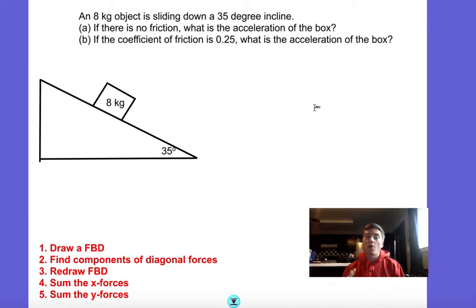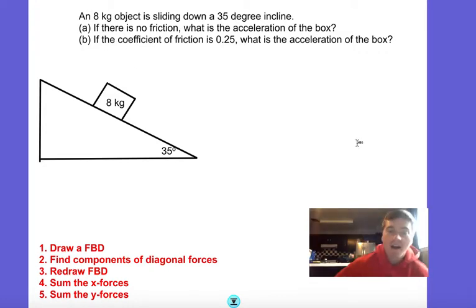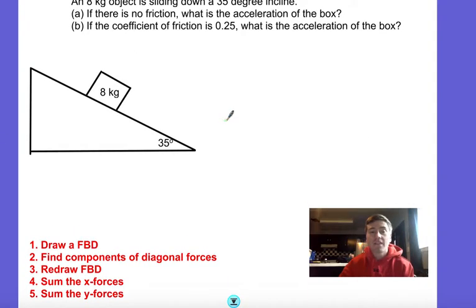So this is a two-part problem. First with no friction, and secondly with friction. As we learned in the last lesson, we have these 5 steps. We're going to draw a free body diagram, find the components, redraw it, and then sum all the forces. And then we'll see we can predict the motion of this. So first things first is to draw a free body diagram.